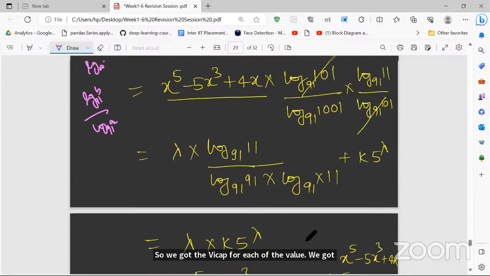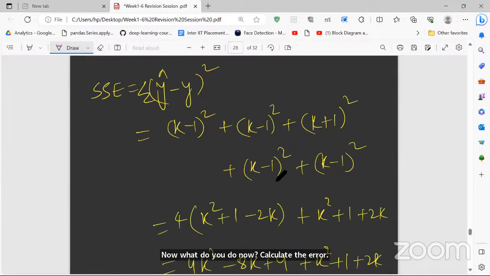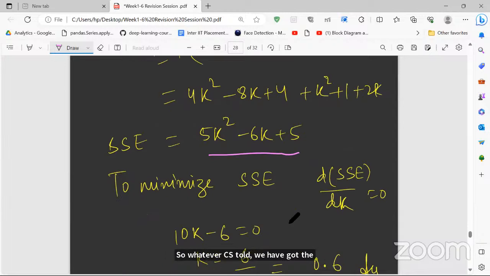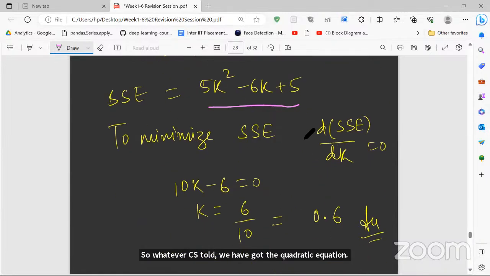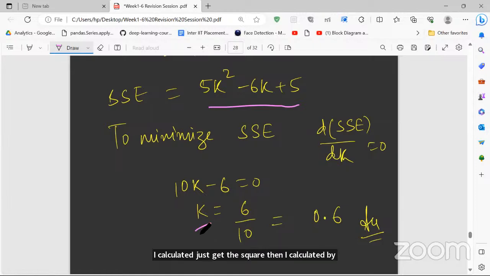Now what will you do? Now calculate the error. We have calculated the error. So whatever C has told, we have got the quadratic equation. Now you can calculate the vertices. As this is going upward, you can calculate the vertices. I just did the square root, then I calculated by putting the slope equal to 0, and you got the value of k equals -6.